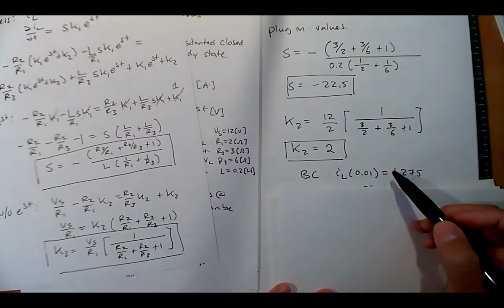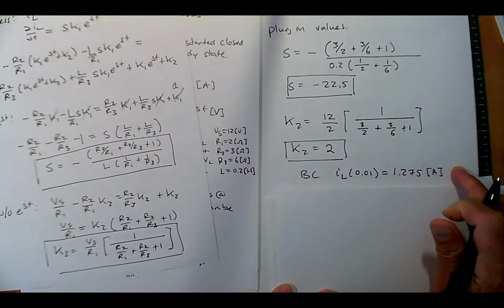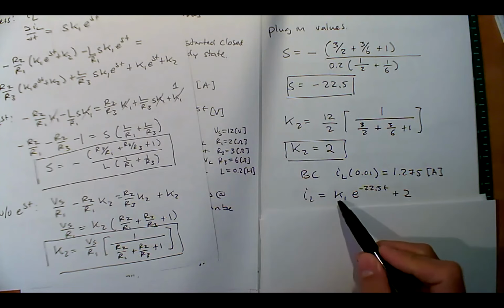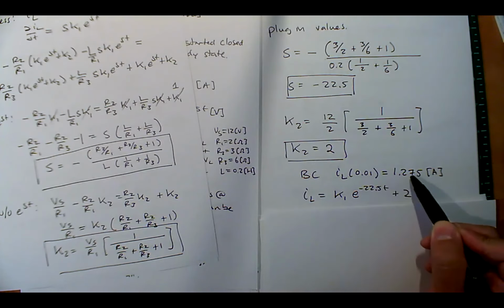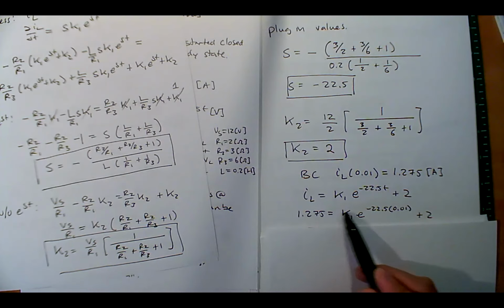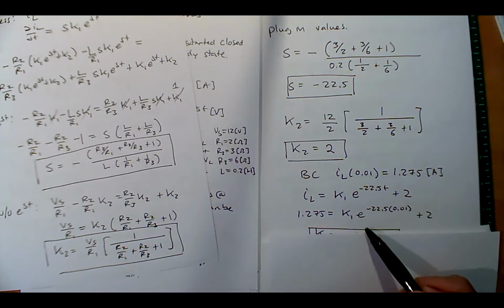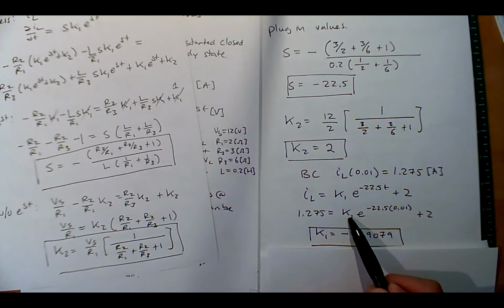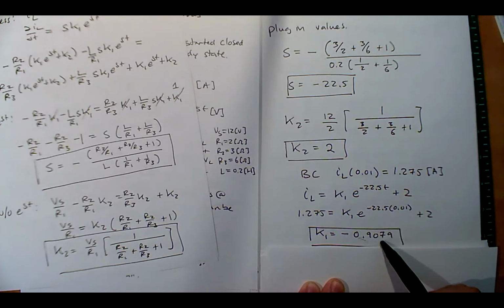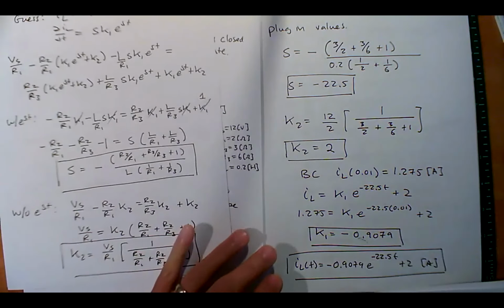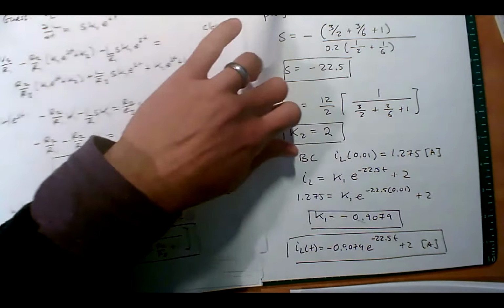All right. The boundary condition we already found was IL of 0.01 is 1.275 amps. So here's how we apply it. I have my IL equals K1 e to the minus 22.5t plus 2. I'm going to put the 0.01 here for the time, and I'm going to put the 1.275 over there. Okay, that's how you apply it. Now I have one equation, one unknown. This is a number I can punch into the calculator, and I can solve for K1, right? So 1.275 minus 2 divided by this is going to be negative 0.9079. That's my K1. And my final IL result is negative 0.9079 e to the minus 22.5t plus 2.